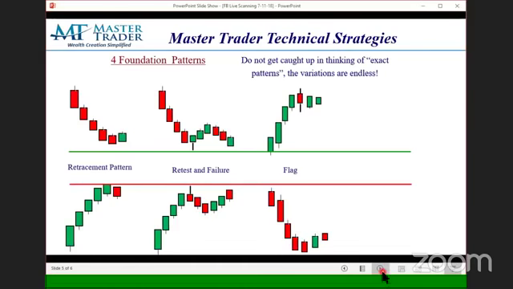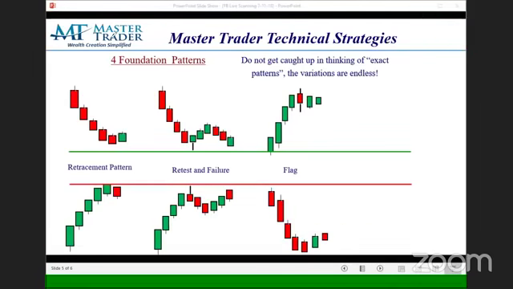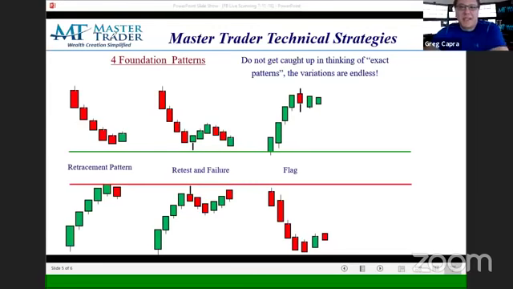Hey, Greg, maybe you can add why you like retest patterns that make a new low, the psychology of that again. Sure. I kind of call that a bonus if it makes a new low. And you might say, well, why would you want that to make a new low to come down there? Well, because it's all about chart psychology, is what I would call it.